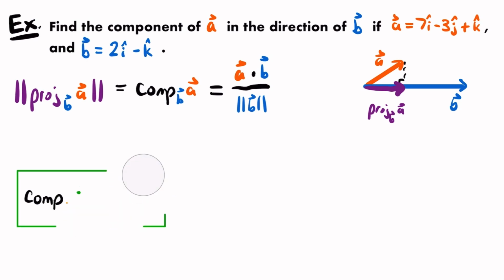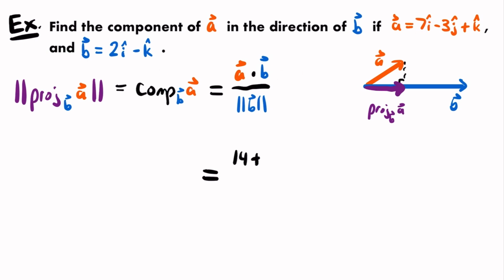So now, let's actually calculate this component of A in the direction of B. Let's take the dot product of A and B. That will be equal to adding the product of the corresponding components between our vectors. So we'll start by multiplying the x components together. So we'll have 7 times 2. Those are the x components because they are the coefficients of i. And 7 times 2 is 14.